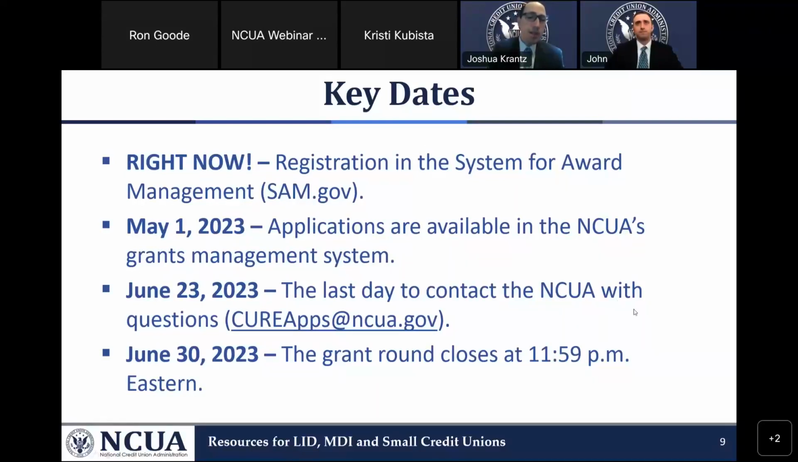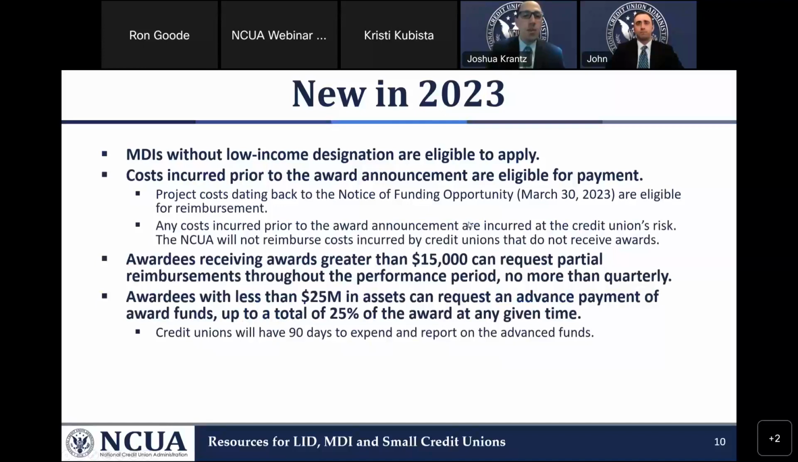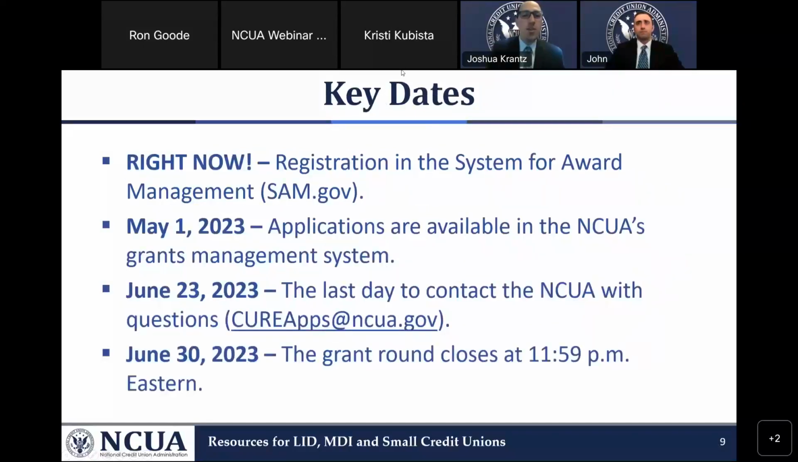The next big date, I do want to point out that the SAM registration may take a few weeks to finalize. So again, right now, if you're not already registered in SAM, please go ahead and do that as soon as possible. The grant round will open up on May 1st. That's Monday, very soon. The application will be available online only through the NCUA's grant management system, which you can find a link to on our website.